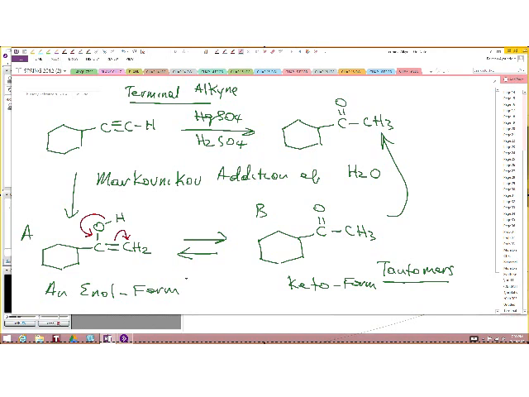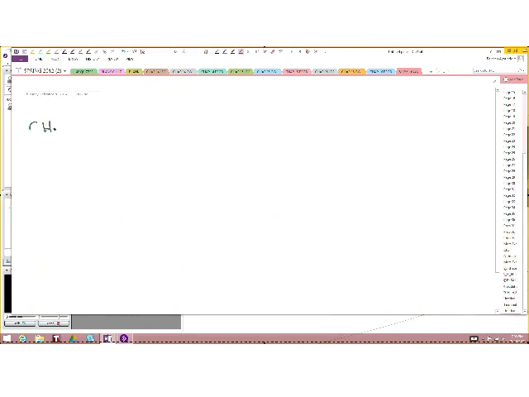Well, the point to be made here, therefore, is anytime you have a terminal alkyne and you use this reagent here, you get a methyl ketone.